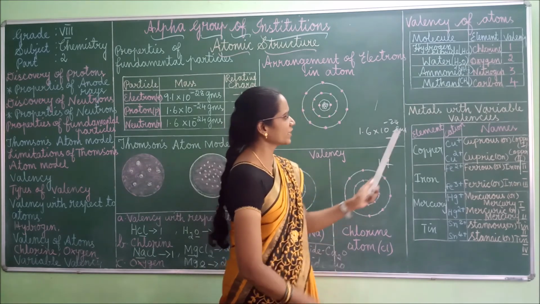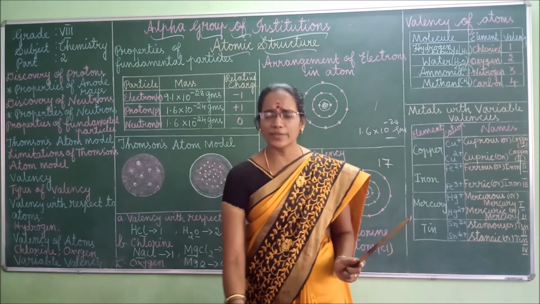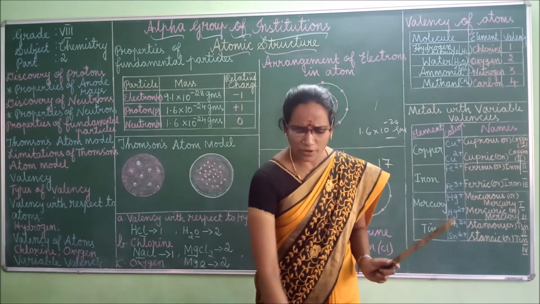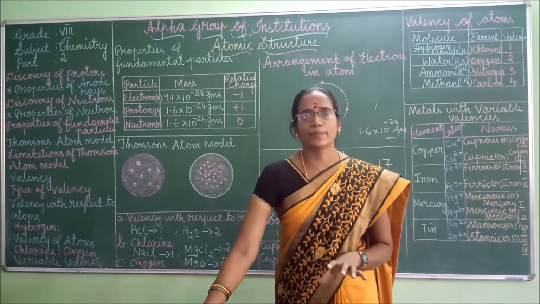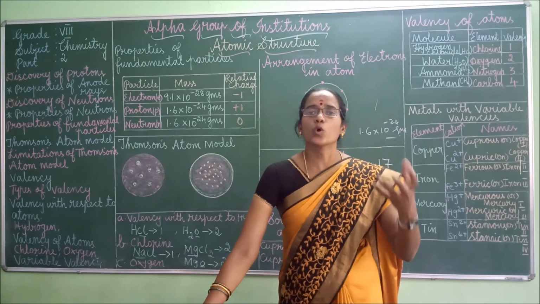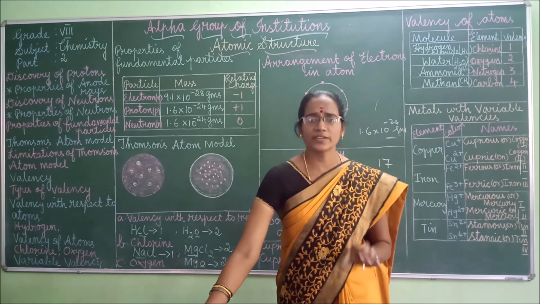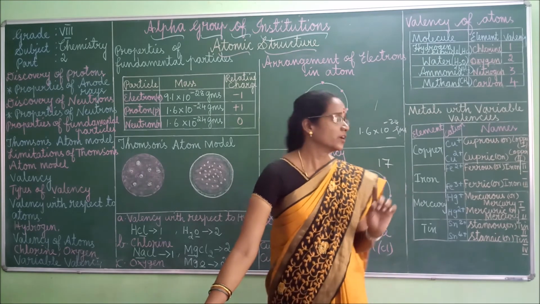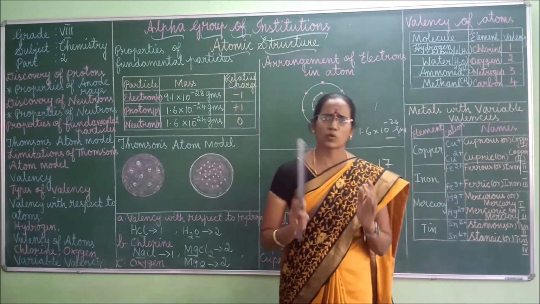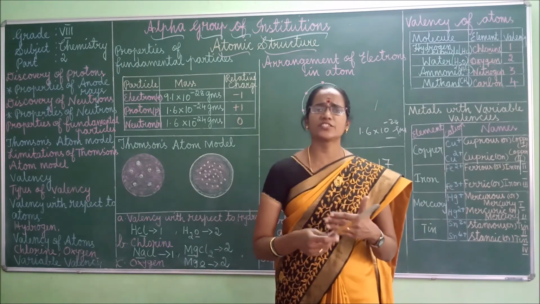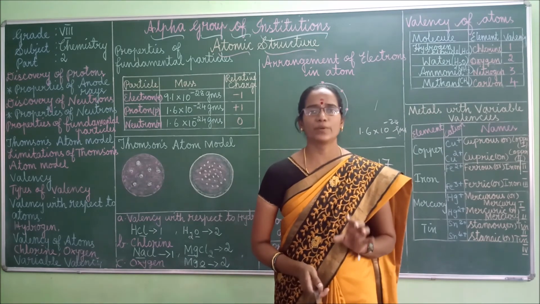Good. So next we can move to variable valency. Variable valency means what? Here atoms of some elements combine with atoms of other elements to form one or more products. This is called the variable valency, right children? What is meant by variable valency? Variable valency means atoms of one type of atom are combined with another type and form 2 or more products. This is called the variable valency.